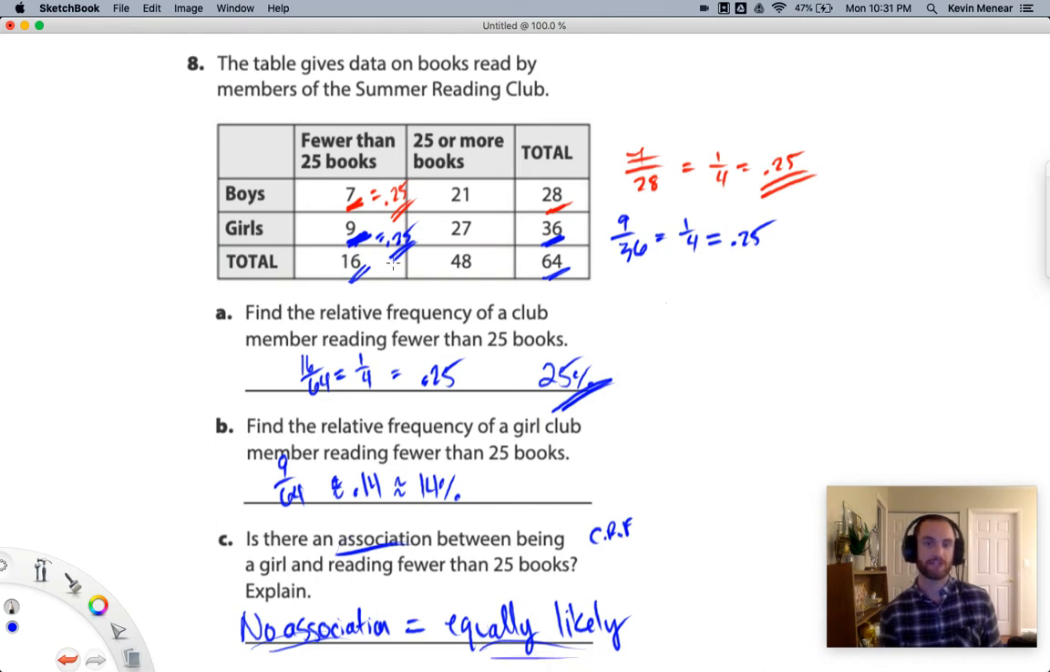Okay, if there's a difference in that conditional relative frequency, then you've got an association. And usually the best way to describe the association is just use common words. Think about it. Hey, if you're a girl, you're twice as likely to have read fewer than 25 books. Or if you're a boy, you're twice as likely to have read fewer than 25 books. Whichever one. I mean, don't think too hard about it. Just look at it and say, oh, this is more likely than the other thing. Cool. That's it. All right.